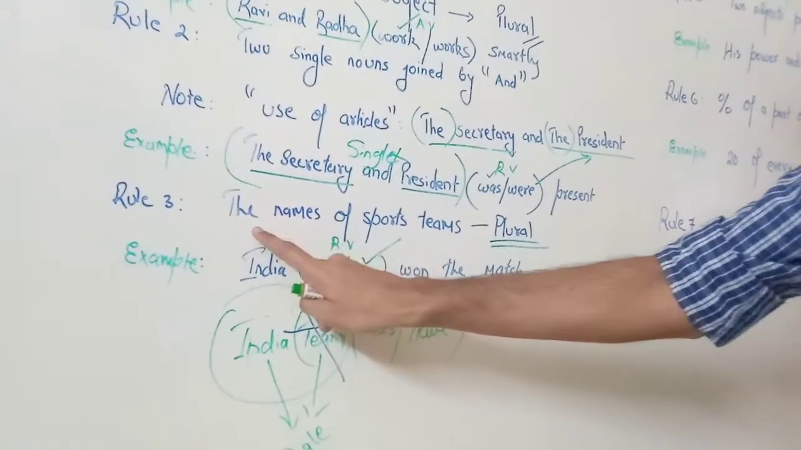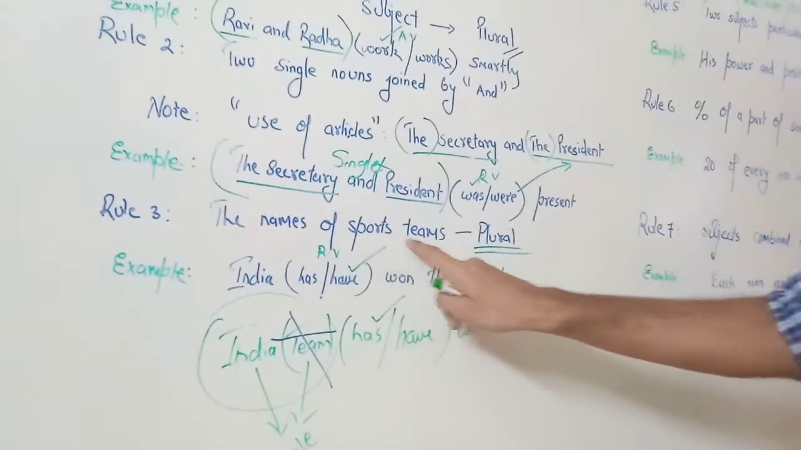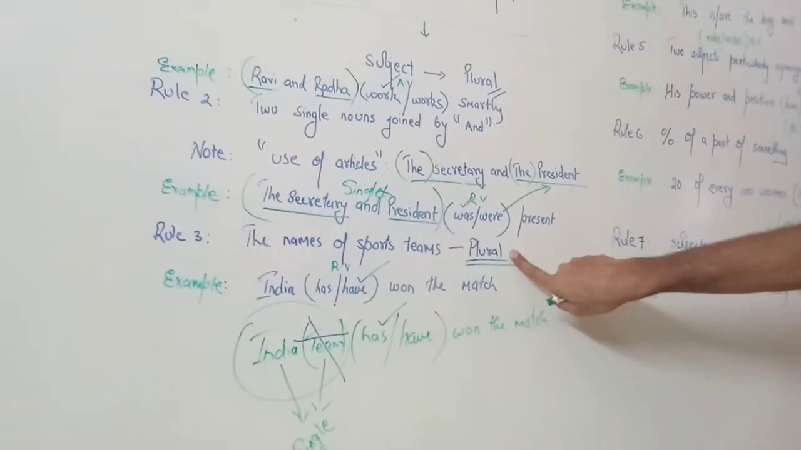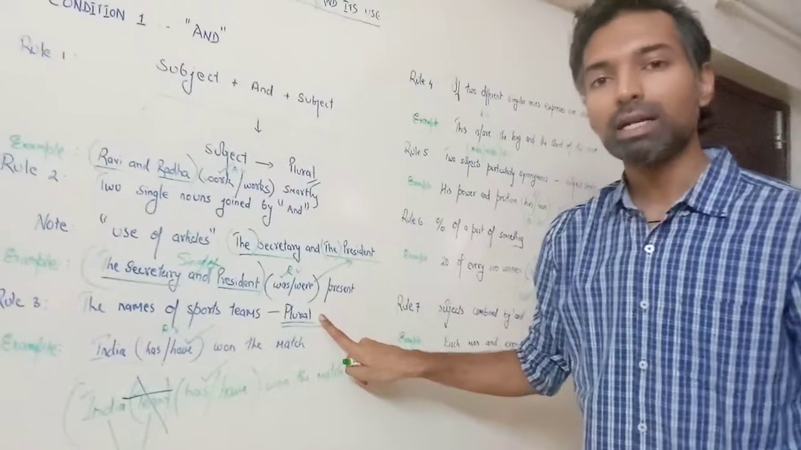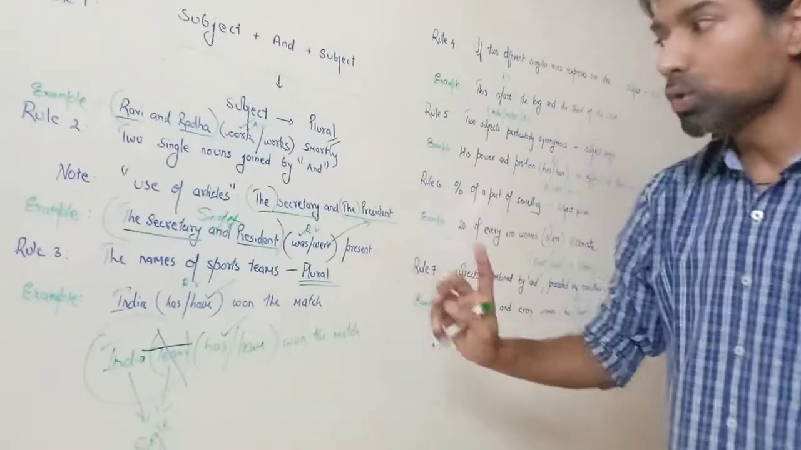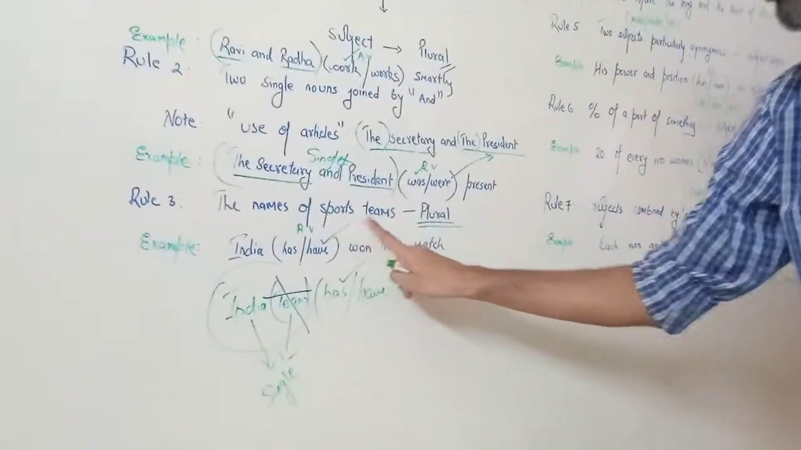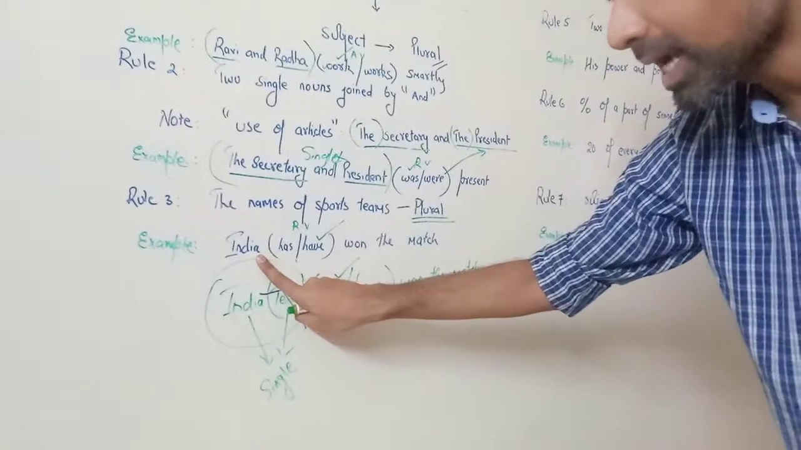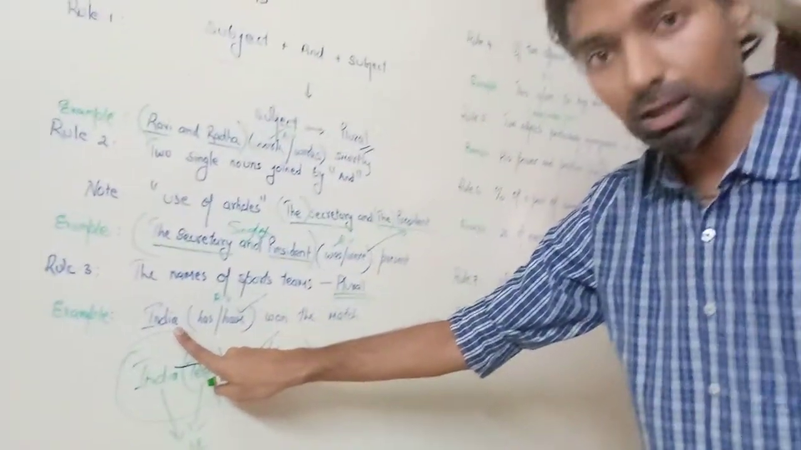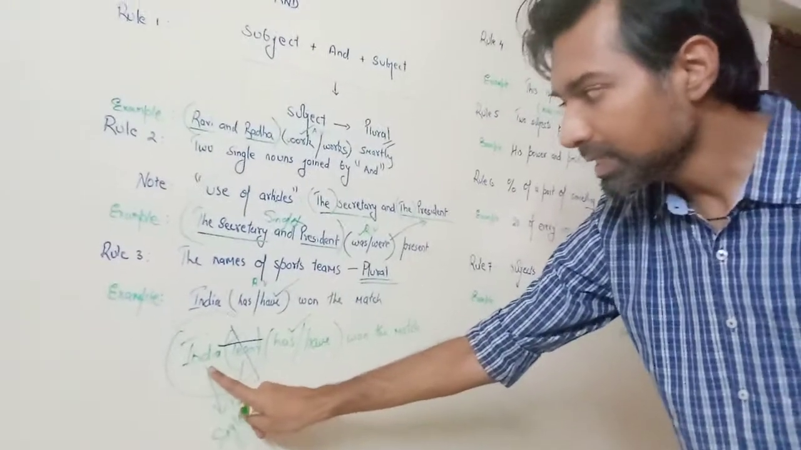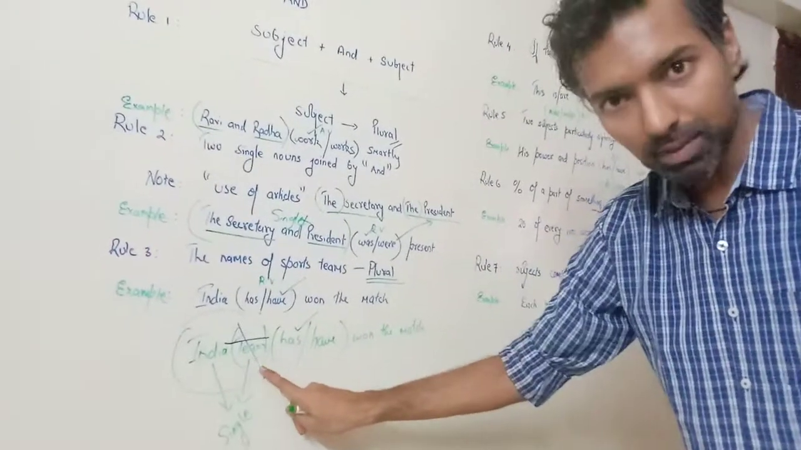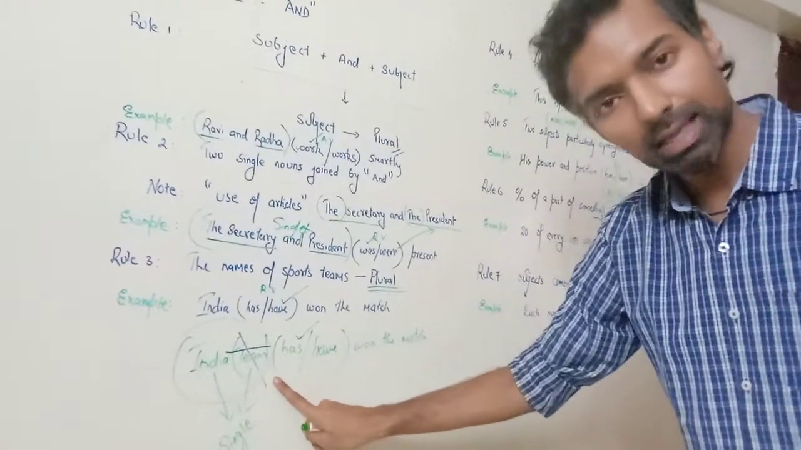Why? Because the rule says the names of sports teams are always considered plural subjects. I hope you have understood the difference between the usage of names of sports teams like only India or England or Barcelona, as well as the difference with India team, England team, Barcelona team. Get the idea?